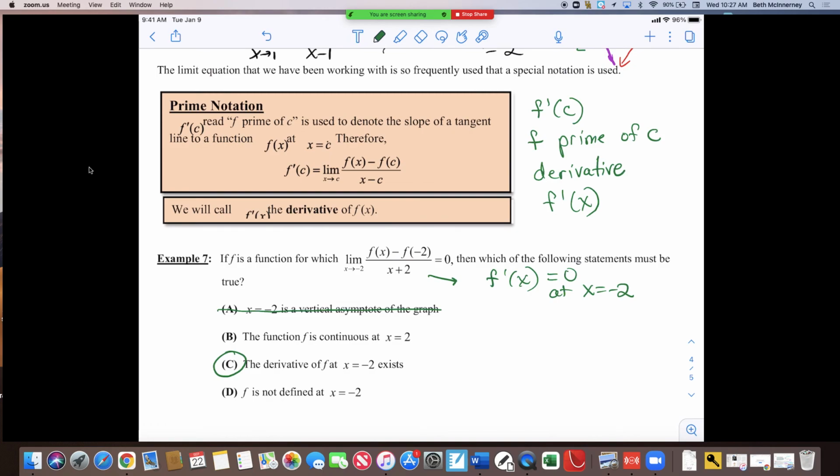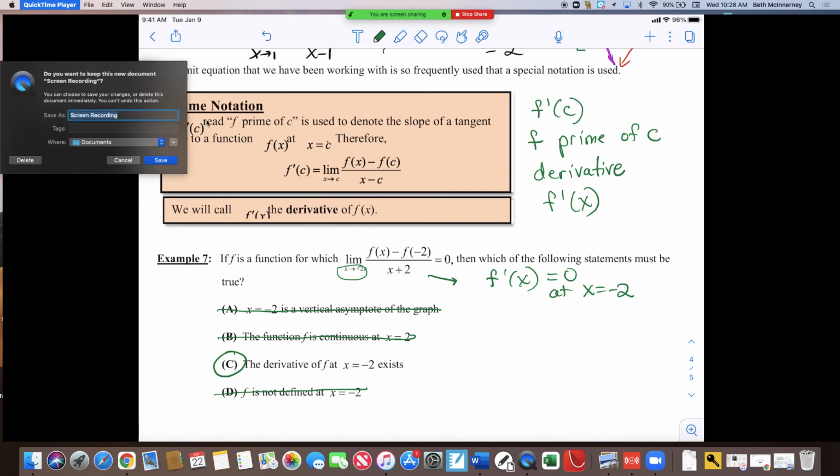The function being continuous at x is 2, this is at x is negative 2, so that's irrelevant. And then f is not defined at x is negative 2, we don't know that either. And actually what we're going to learn a little later is that in order for the derivative to exist, the function has to be defined there. Okay? All right, so that wraps up our notes. So you have the rest of our time. You ended up with about 15 extra minutes.